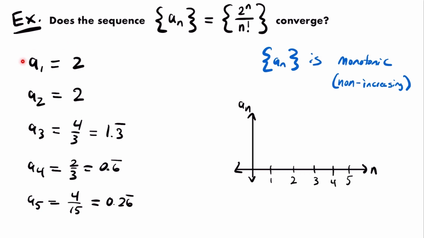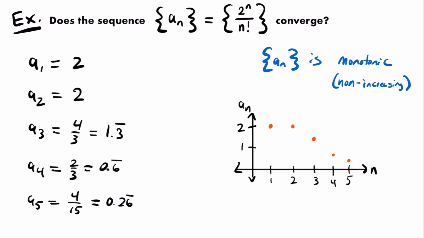All right, now a sub 1 is equal to 2, so that's going to be the first term that we plot. A sub 1 is 2, but then a sub 2 is also 2, so that's going to be right there as well. Then a sub 3 is 1.3 repeating, so if this is 1, then we'll say that 1.3 repeating is right about there. Then a sub 4 is 0.6 repeating, so we'll say that that's right about there. And then a sub 5 is 0.26 repeating, which is maybe there or so.